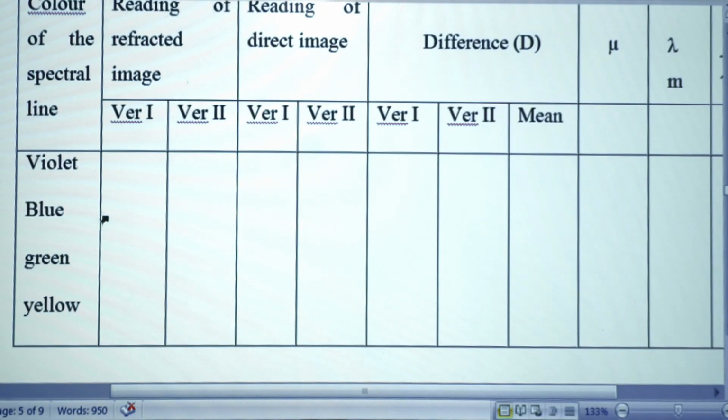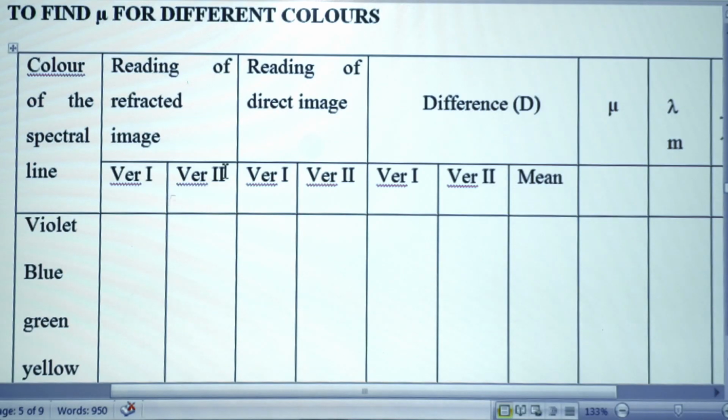Then we take the readings of the blue line, green line and yellow line. All the rays are brought into the minimum deviation position. Take the vernier 1 and vernier 2 readings. Then we remove the prism and observe the direct image, and the readings of vernier 1 and vernier 2 are taken. That is the same for all the colors.